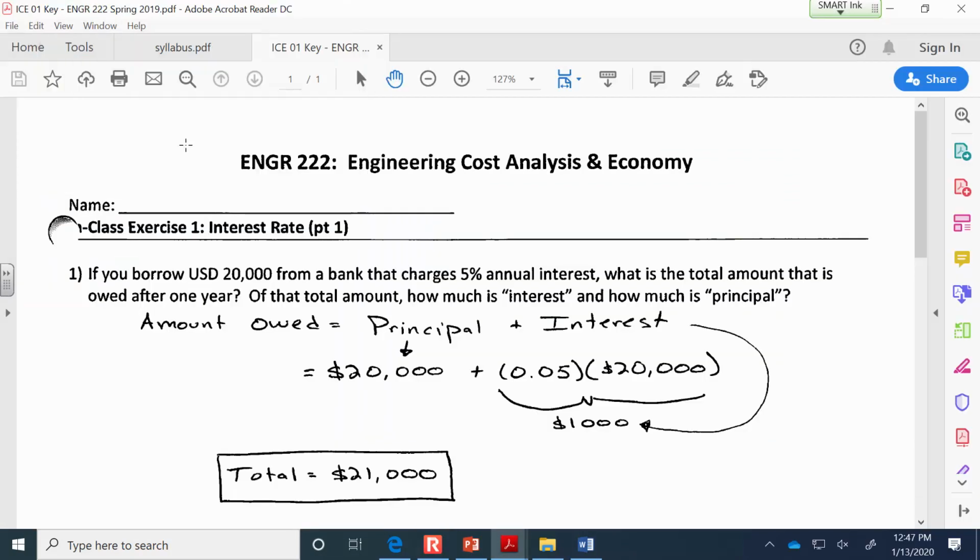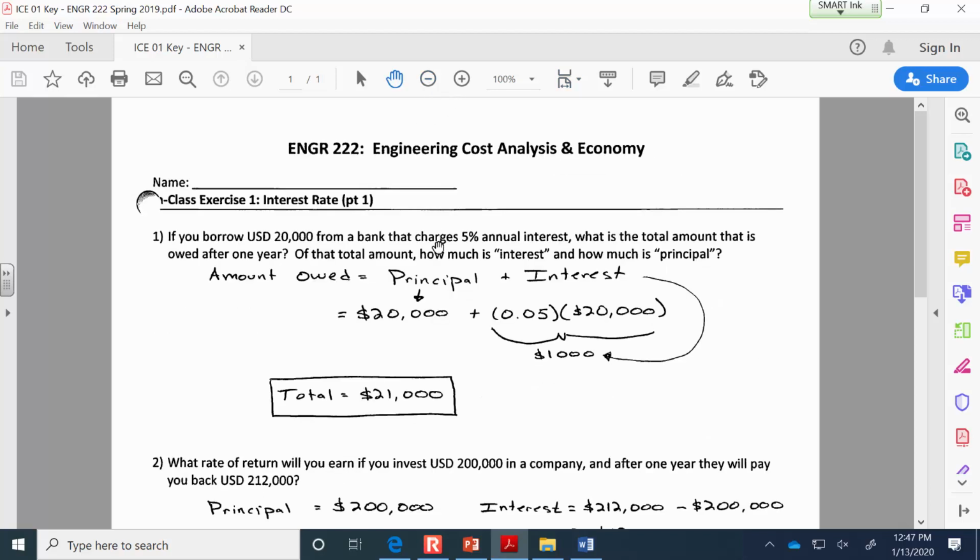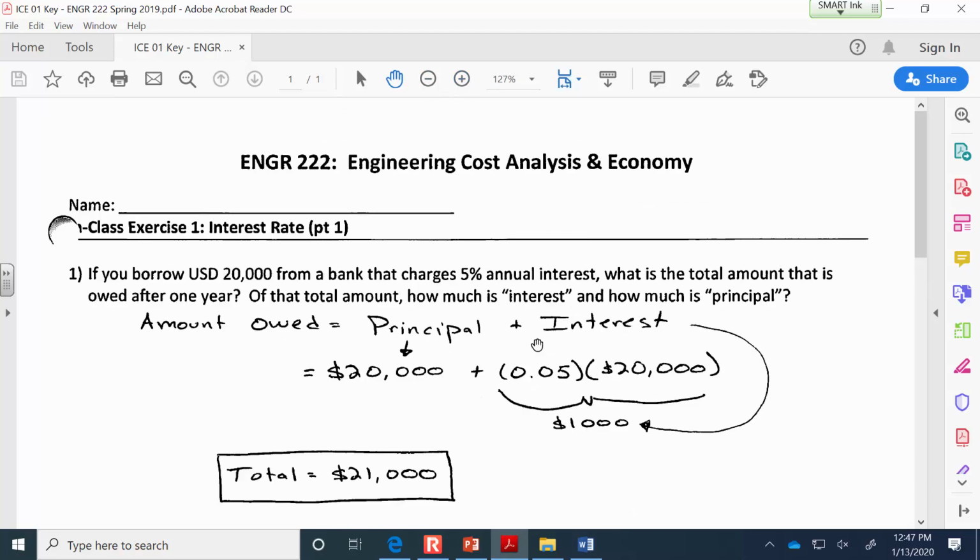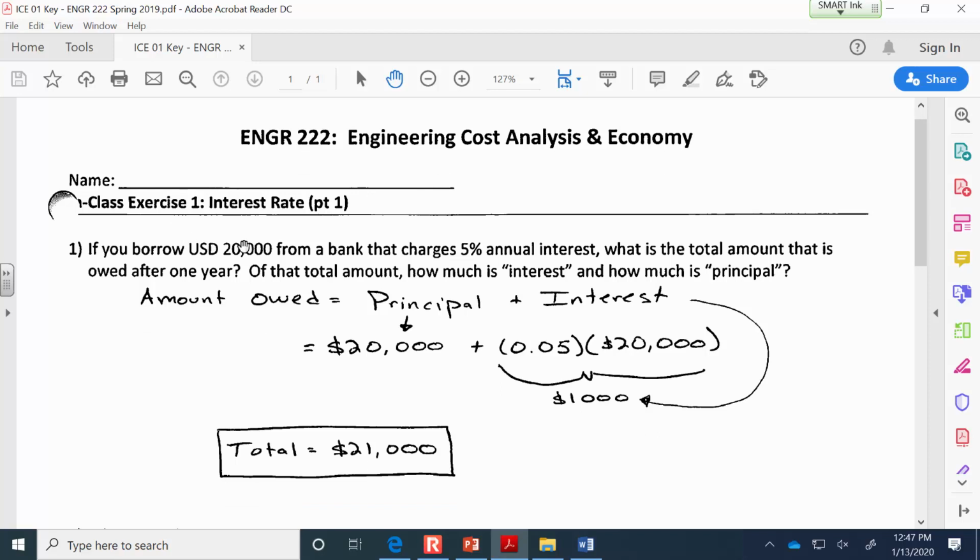But all that talking at the start kind of burned through some of our available time. So here's the solution. Let's make sure we're on the same page. If you borrow $20,000 and they charge 5%, then in 1 year you owe the original $20,000 and also 5% of the original amount as interest. So the total is $21,000. The principal is $20,000. The interest is $1,000. All right, so that's the answer to problem number 1.